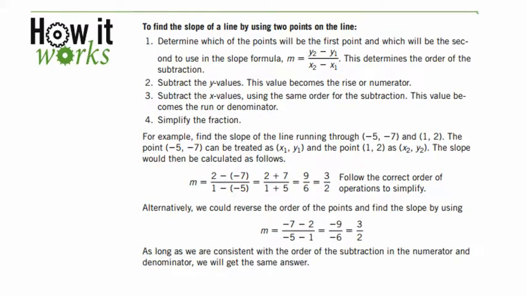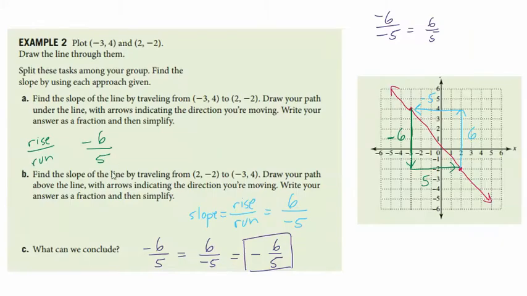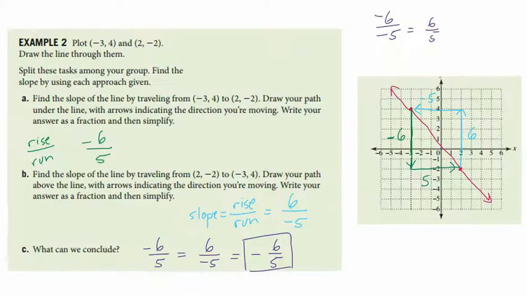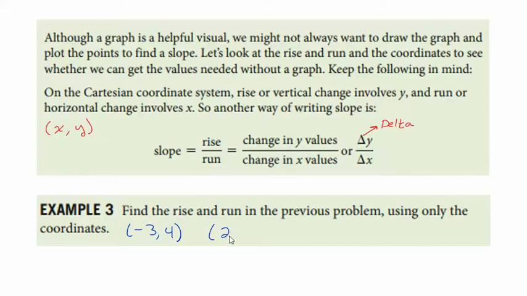But let's go back to this number 3, which says find the rise and the run in the previous problem using only the coordinates. So we're trying to get this negative 6 over 5. These were our points, negative 3, 4, and 2, negative 2. So let's write those down. Negative 3, 4, and 2, negative 2. And let's write down our formula: y2 minus y1 over x2 minus x1.